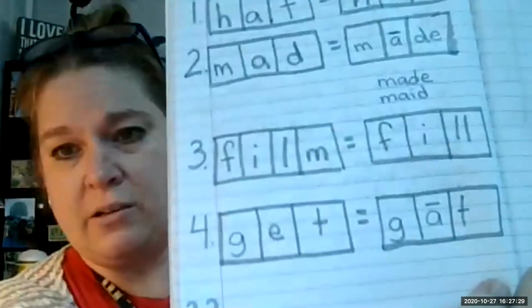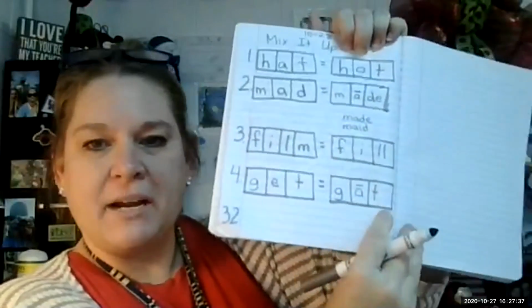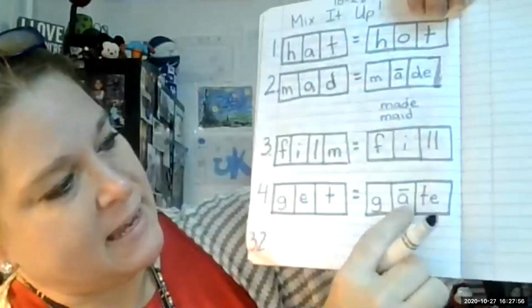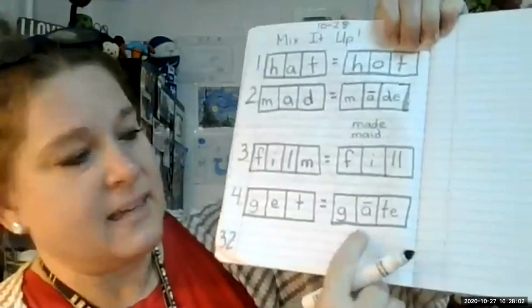I know that's a long A sound, so I need to put the A there with the line above it to show that it's a long sound. But that doesn't look right. I know it's supposed to say A, but it doesn't look right. I need to do something to this word to make sure that anyone who looks at it knows that it says long A, not short A. What can I do? We're going to add a silent E at the end because I know that when I have a consonant and a silent E at the end, it says A. So the word is gate.